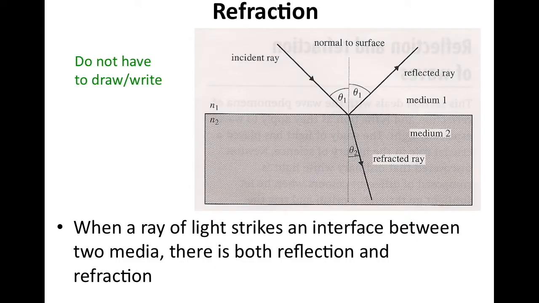One thing to note is that when a ray of light strikes an interface between two media, there is both reflection and refraction. So as you can see here, the incident ray is having some reflection, and there is some refraction also. You have a little bit of both.